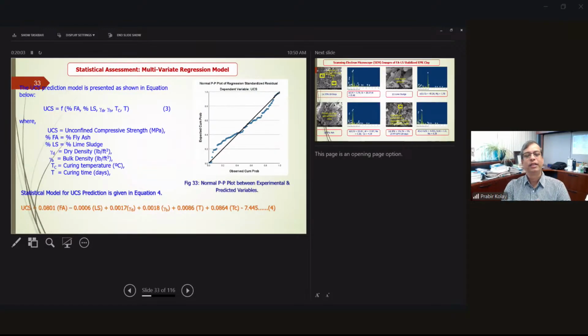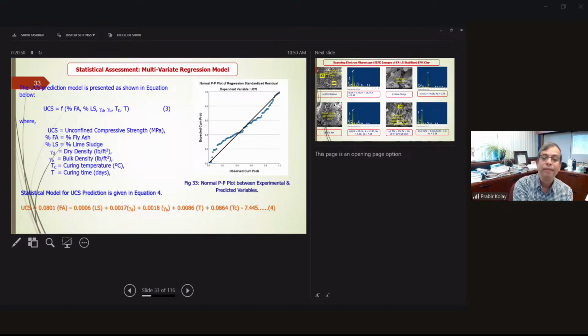And finally, from the statistical analysis, the regression model. So we use the UCS test. You are interested in the UCS test as a function of fly ash, lime sludge, unit weight, dry unit weight, bulk unit weight, and the curing temperature and the curing time. Okay. And then we developed this equation, and from here you can use that UCS strength is 0.081 times how much percentage you use of the lime sludge, unit weight, bulk unit weight, the temperature, curing time, and the curing days. So you can use this equation to calculate it using the statistical model.